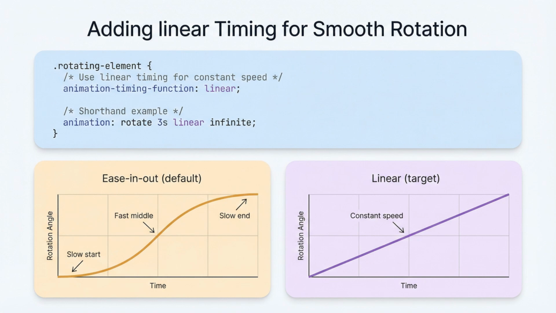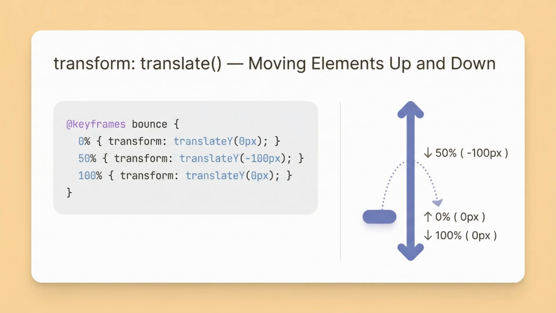For a spinning element, this looks unnatural because it appears to stutter and hesitate. Adding the keyword linear to the animation property forces a constant, uniform speed throughout the entire rotation, making it look smooth and mechanical.